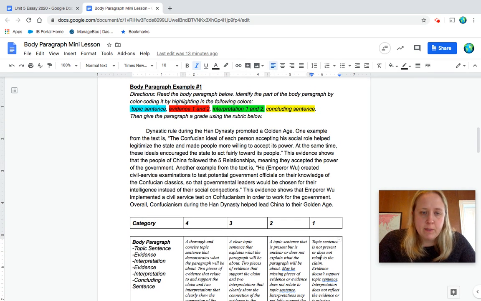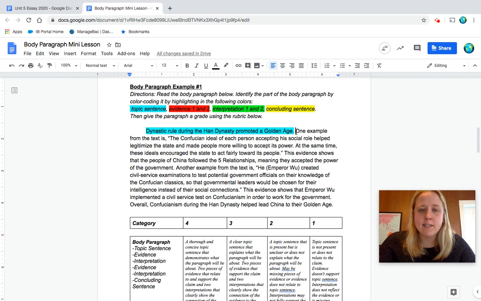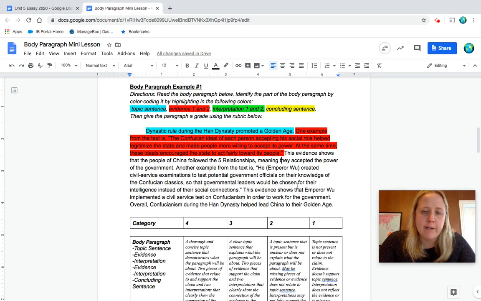So looking at our first body paragraph, we're going to do this color coding as we read. Dynastic rule during the Han Dynasty promoted a golden age. So that's their topic sentence. Not very detailed, but it is there, kind of. One example from the text is, "the Confucian ideal of each person accepting his social role helped legitimize the state and made more people willing to accept its power. At the same time, these ideals encouraged the state to fairly act towards its people." That is a direct piece of text evidence. It is in quotation marks.